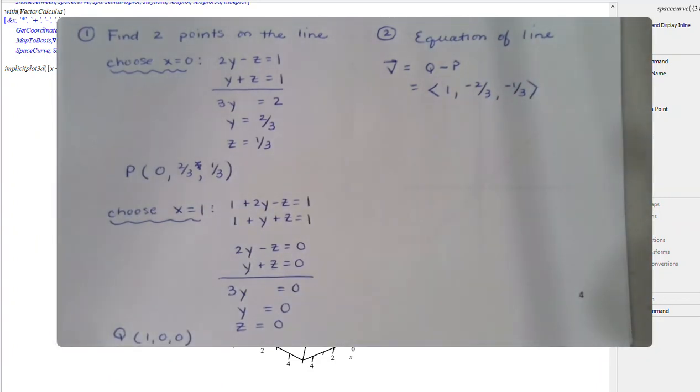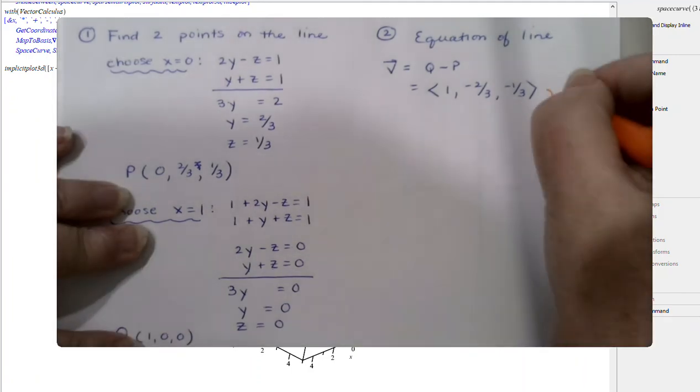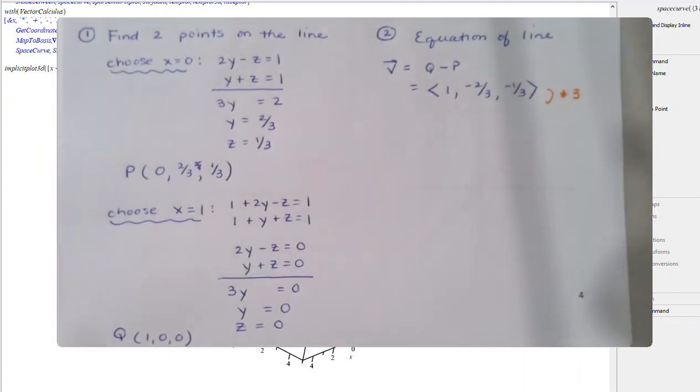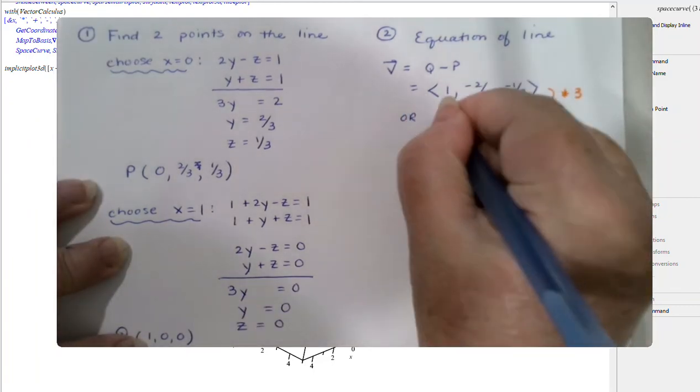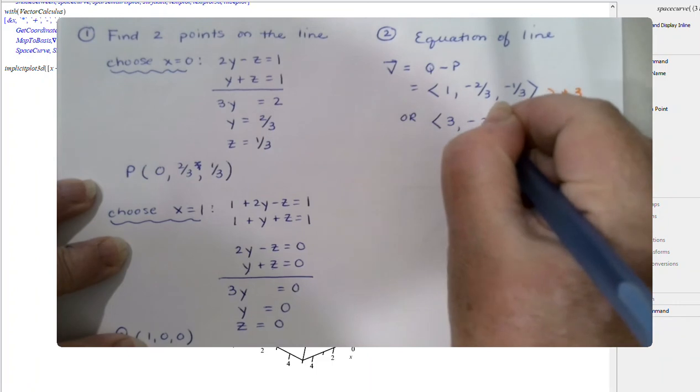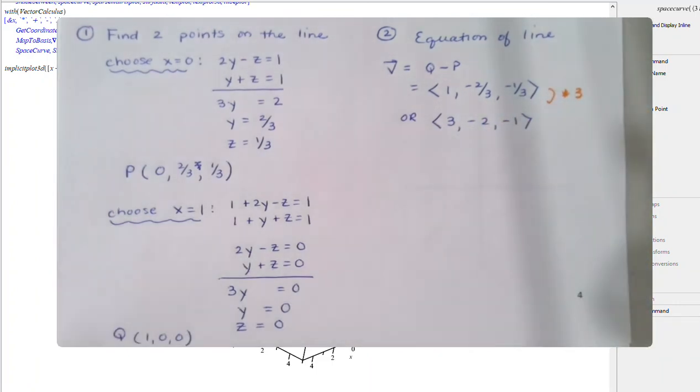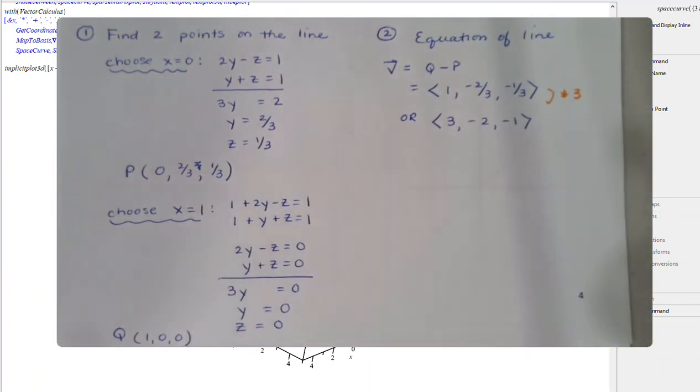Now, I don't love working with fractions if I don't absolutely have to. And remember, any multiple of the direction vector is still a direction vector. It's just a different length. It's still the same direction. So I'm going to choose to multiply by 3 here, just so I don't have to work with the fractions. So I could use 3, negative 2, negative 1 as my direction vector.